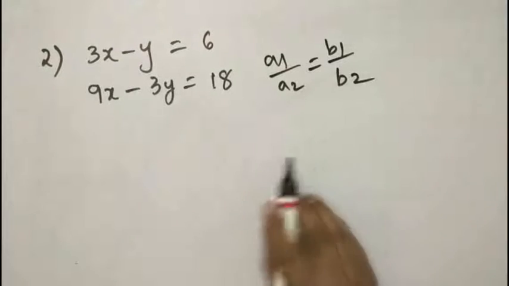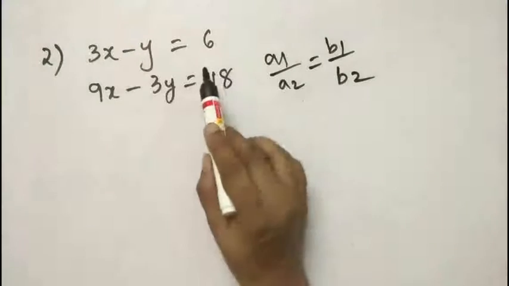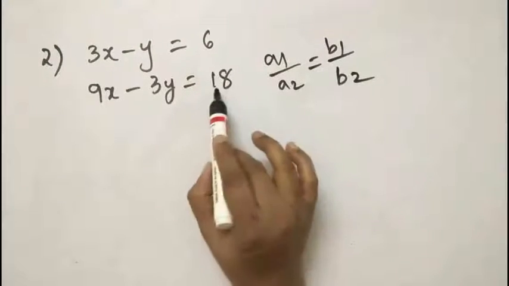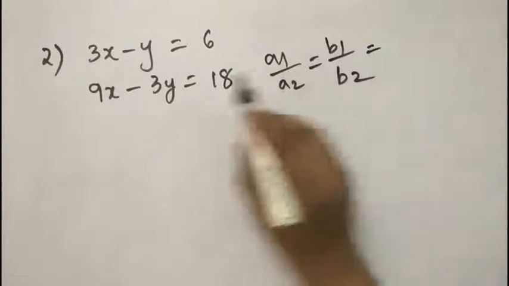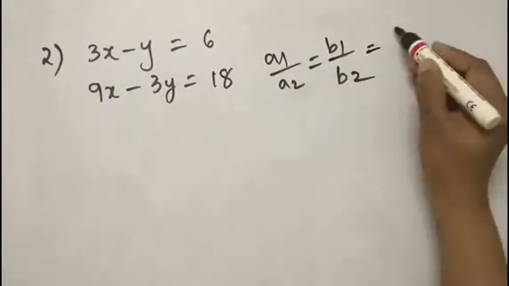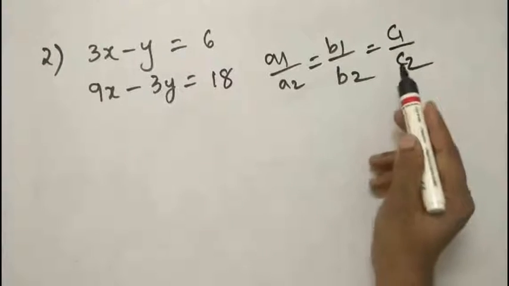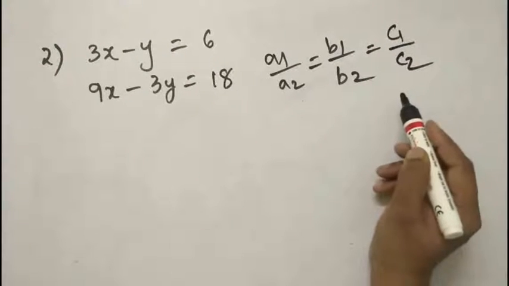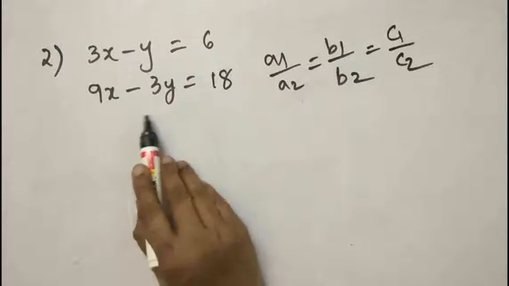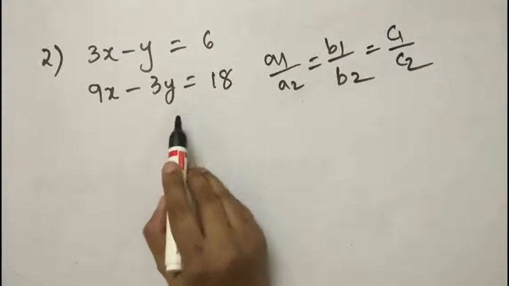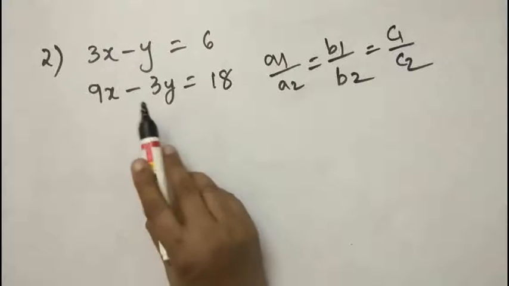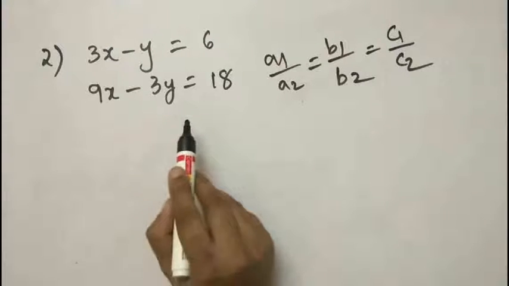Is it not? If these two are equal, then we have to go to the third ratio, that is 6 by 18. 6 by 18 is nothing but 1 by 3. So, it is c1 by c2. a1 by a2 is equal to b1 by b2 is equal to c1 by c2. So, it is clear that these are coincident lines as we have studied in previous videos. So, you have to get LHS equal to RHS as we studied now.